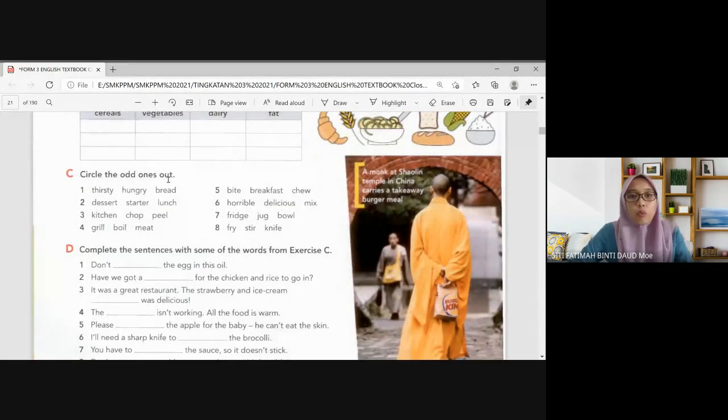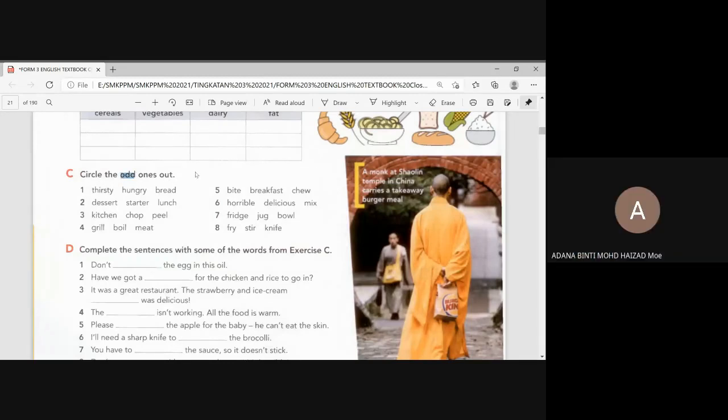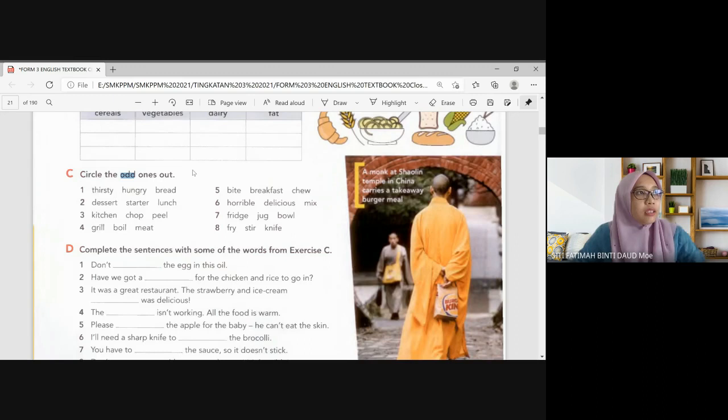Okay, next. Circle the odd ones out. The odd, what is the meaning of odd? Odd and even. Even genap. Even number. Odd number, nombor?